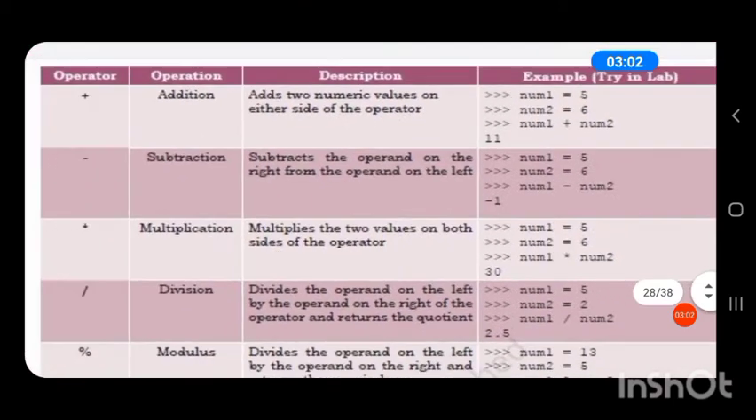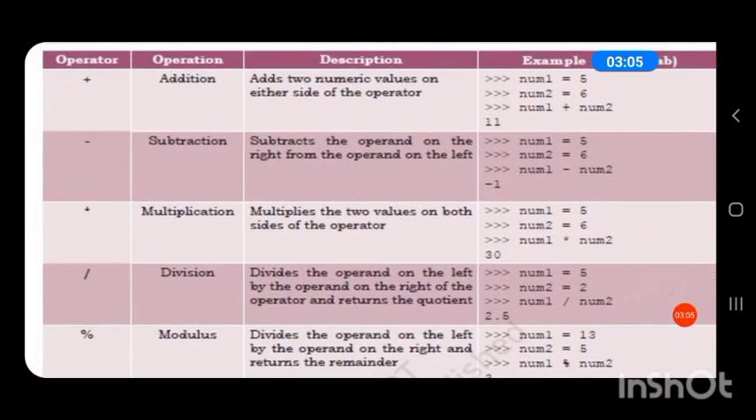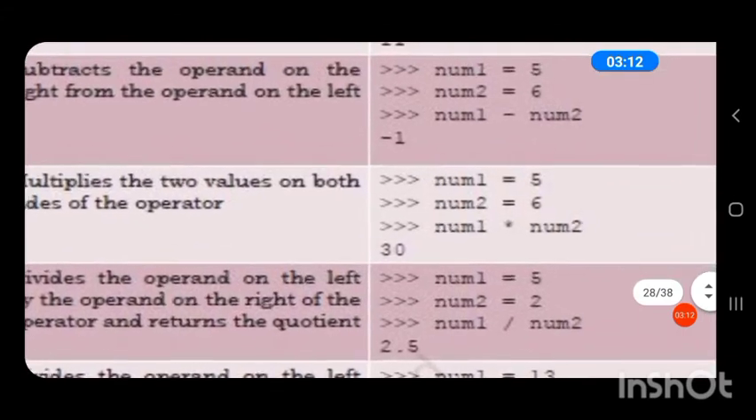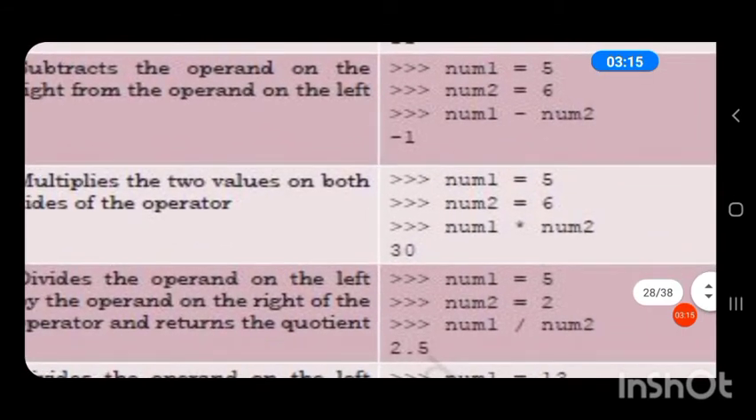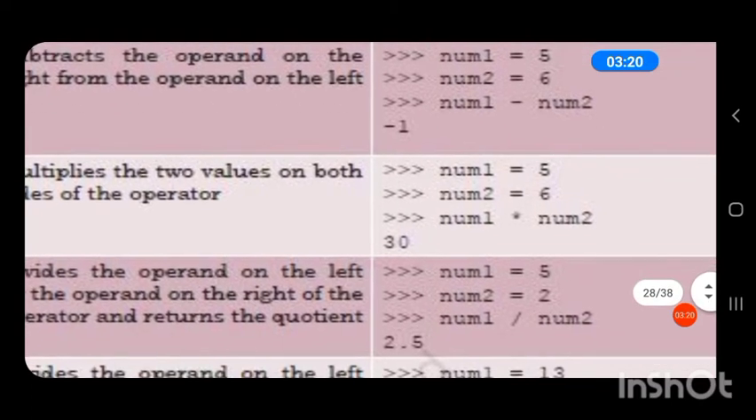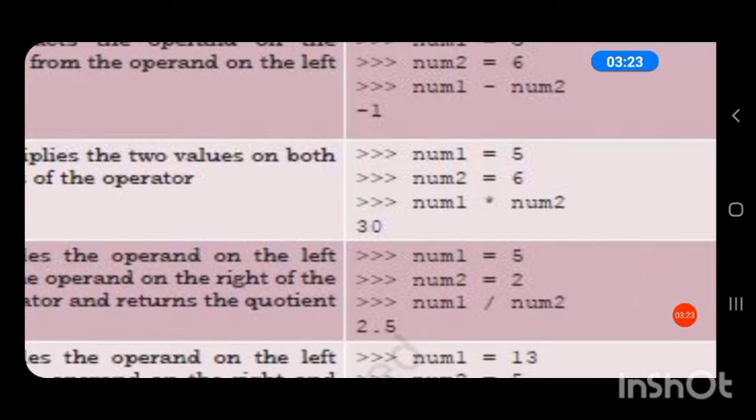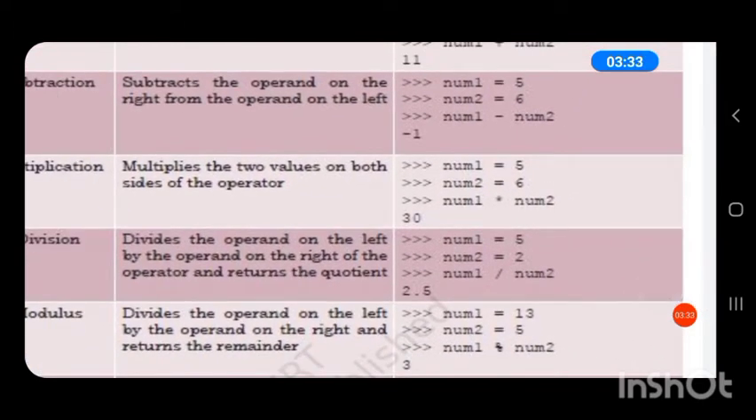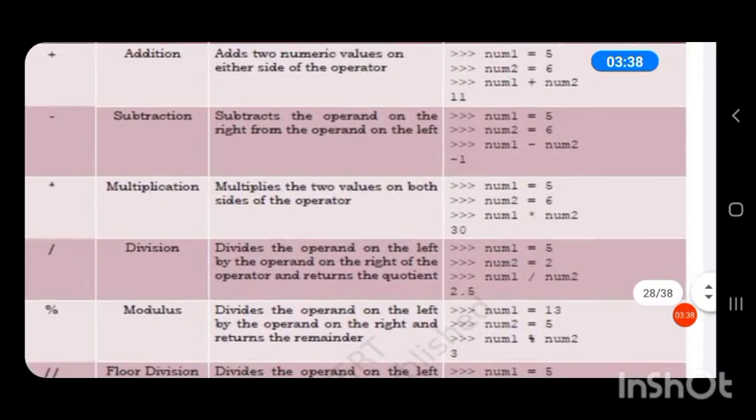Then the next operator is star, which is used for multiplication. This star multiplies the two values on both sides of the operator. With num1 equal to 5, num2 equal to 6, num1 star num2 means 5 into 6, which is 30. It returns the value after multiplying the two operands on both sides of the operator.